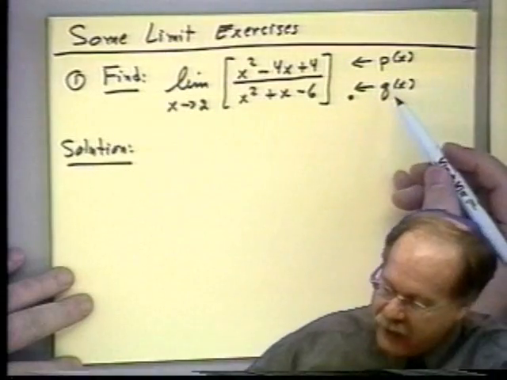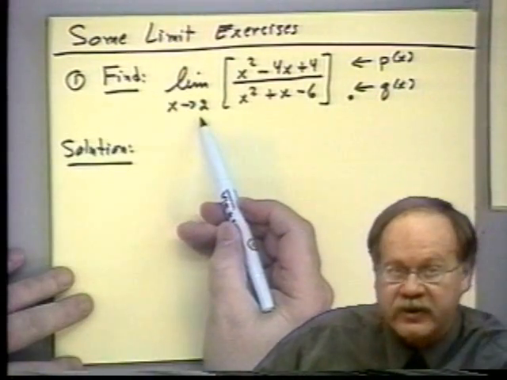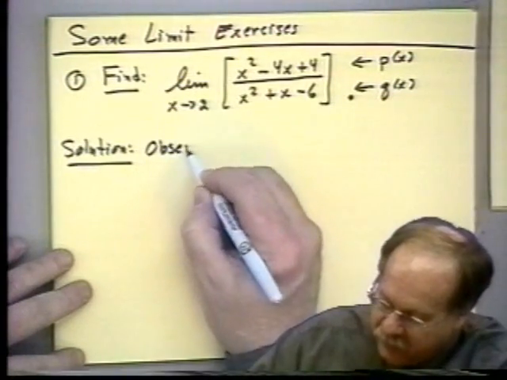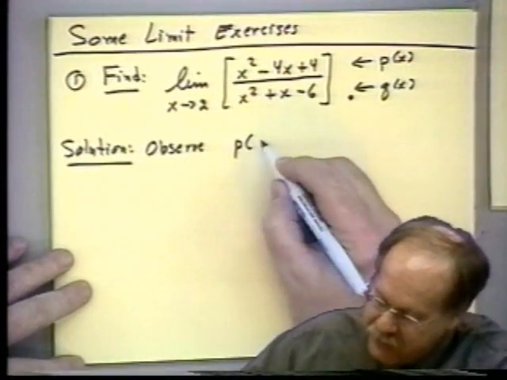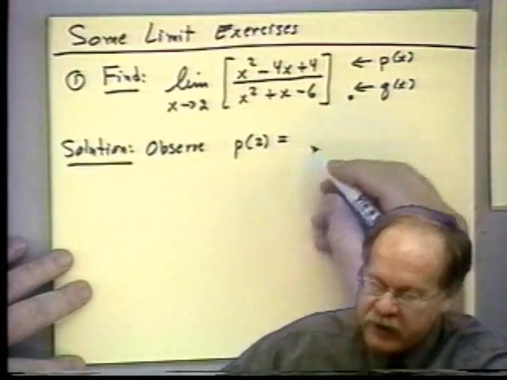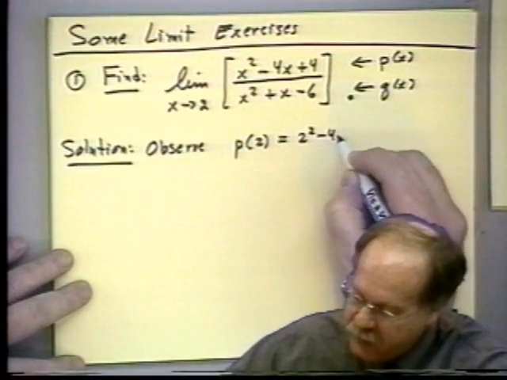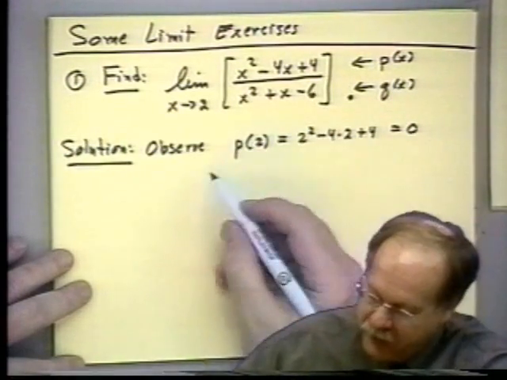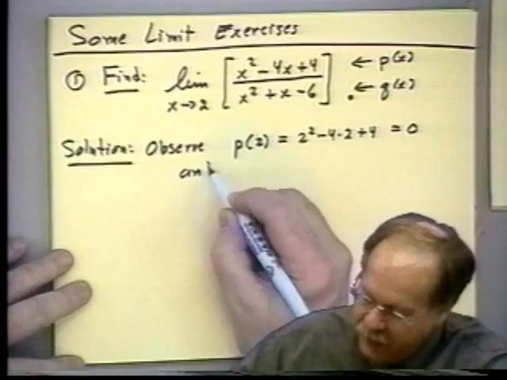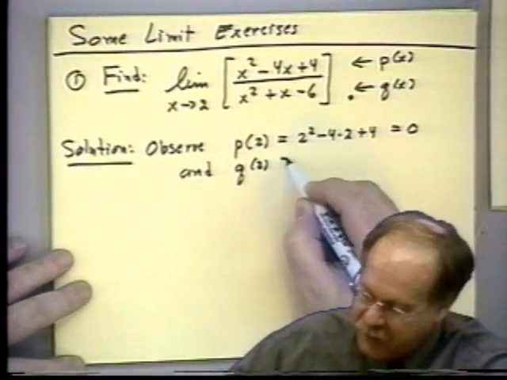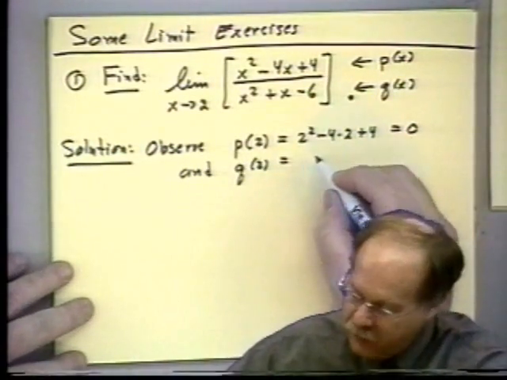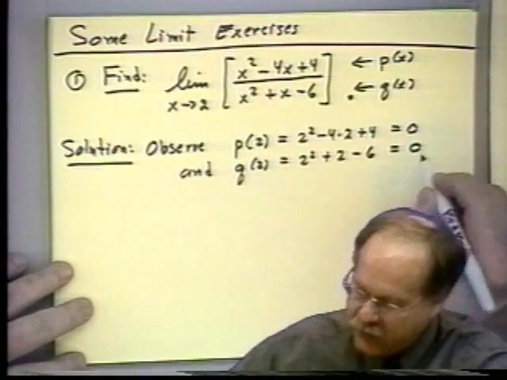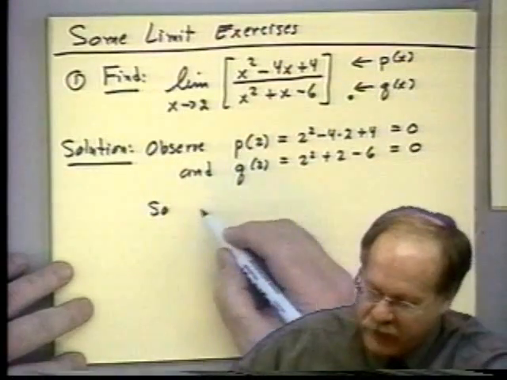Now in this case, let's go ahead and discover whether when x equals 2 we have that problem arising. So we'll observe the following. If I take p, the upper polynomial, and I substitute in 2, I get 2 squared minus 4 times 2 plus 4. That is 0. Okay, that's fine, no problem there. Now let's look at the denominator where problems might arise. If we put 2 in for q, we get 2 squared plus 2 minus 6. That is also 0.